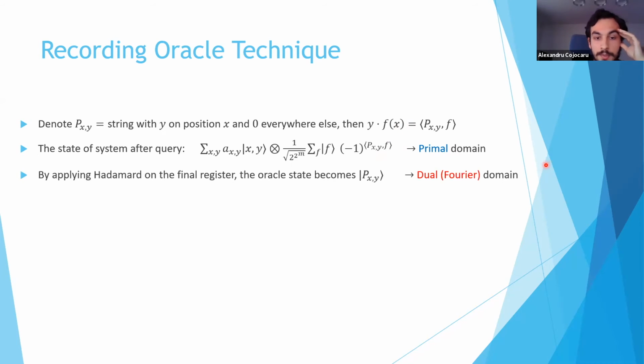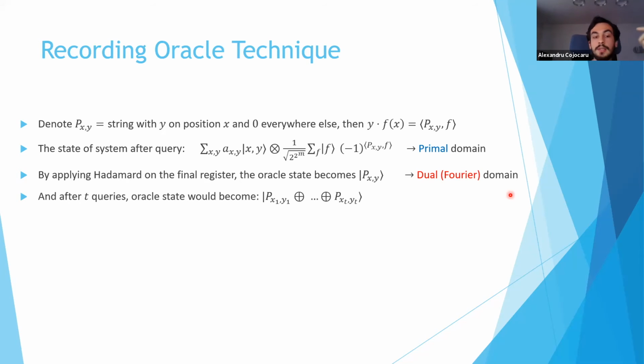But now comes the nice observation. If we apply Hadamard gates on this second register over here, so on this superposition over all possible functions, this whole state is going to become just the state consisting of the classical string p_xy. This essentially represents a quantum state having 0 everywhere, except that on position x, we have value y. We are going to denote this as the dual domain, also known as the Fourier domain, because essentially we apply the Fourier transformation.